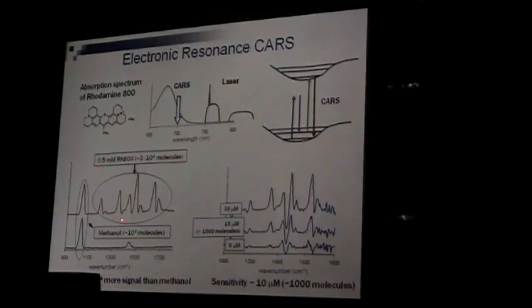Now, this concentration is about 0.5 millimolar. Remember, our limit was about 30 millimolar before for nitrate. Now, with 0.5 millimolar of this dye, the signal has the same strength as your solvent, methanol. It means this is 10,000 times more sensitive than normal CARS.